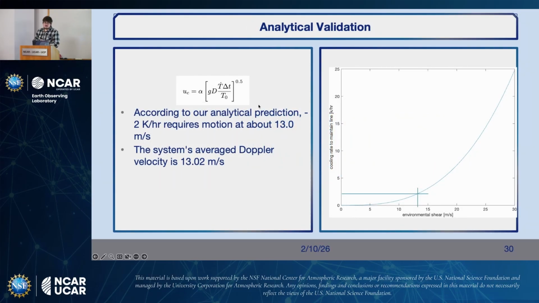And there is a way, like I said earlier, you can rearrange that speed of the density current equation in terms of the cooling rate. And you end up getting this curve that looks like this. This is environmental shear, and in this case, speed of squall line could be the same thing. But when I look at the cooling rate of about 2 degrees Kelvin per hour, I end up getting the speed of that squall line should be about 13 meters per second. And the system's average Doppler is 13.02 meters per second.